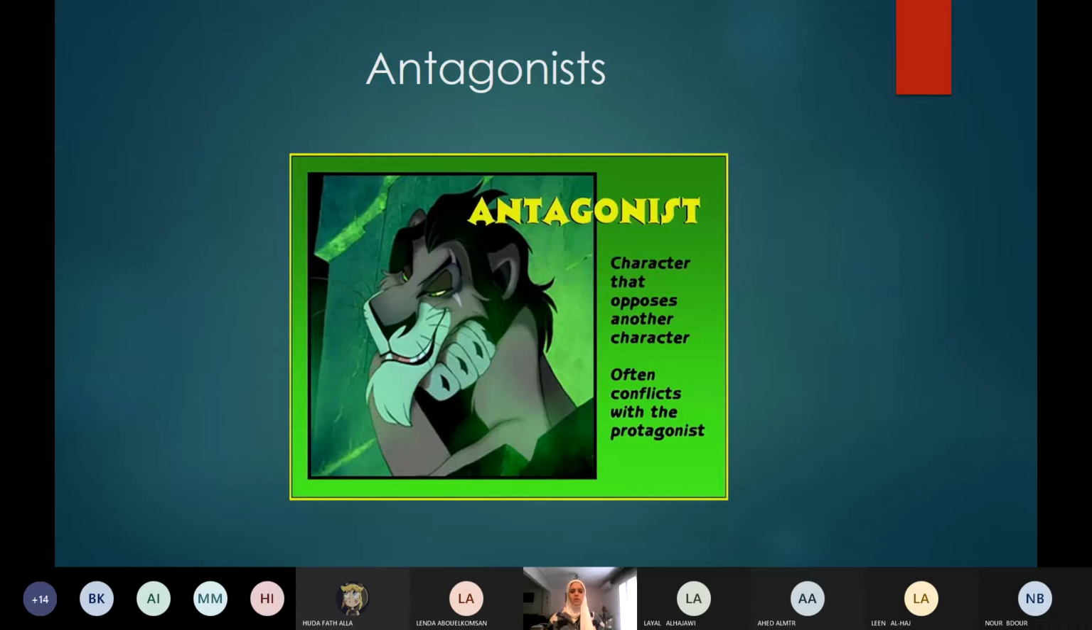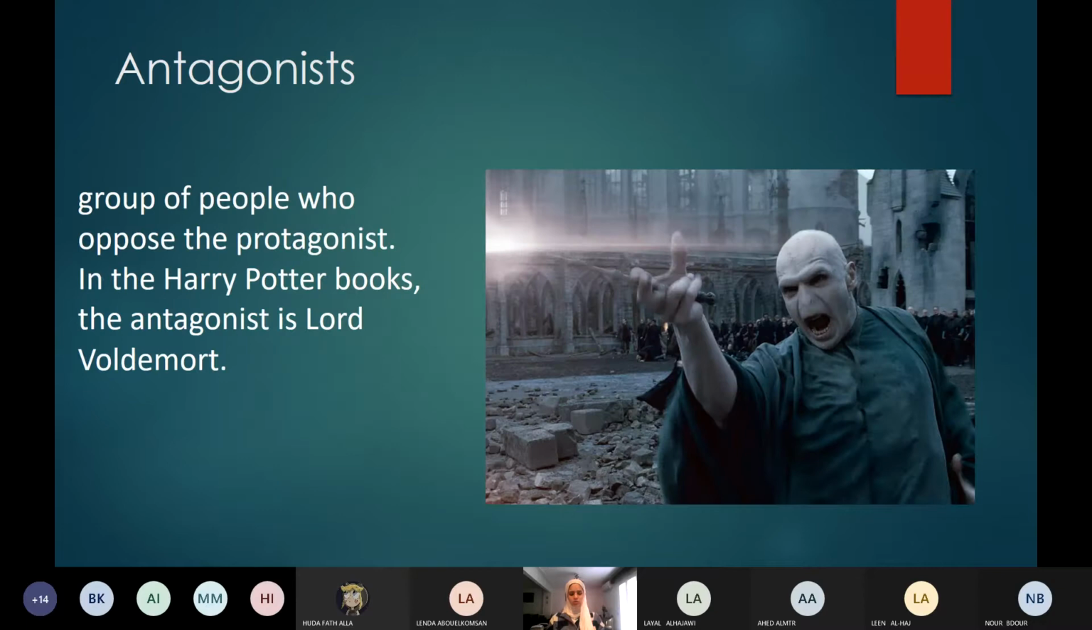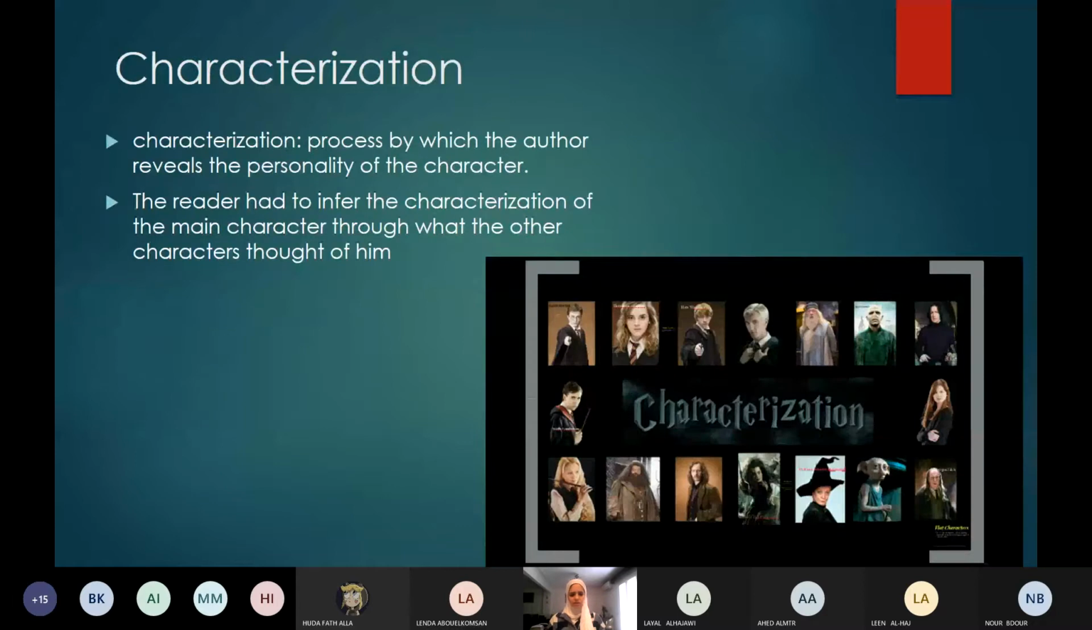Okay. So again, in Harry Potter, do you watch Harry Potter, girls? Are you fans of Harry Potter? Did you watch the whole series? There are seven or eight? Eight. Who was the antagonist for Harry Potter? Voldemort. Yes. So an antagonist is a character or group of people who oppose the protagonist. In Harry Potter, the antagonist is Lord Voldemort. Okay, so now we have taken antagonist.